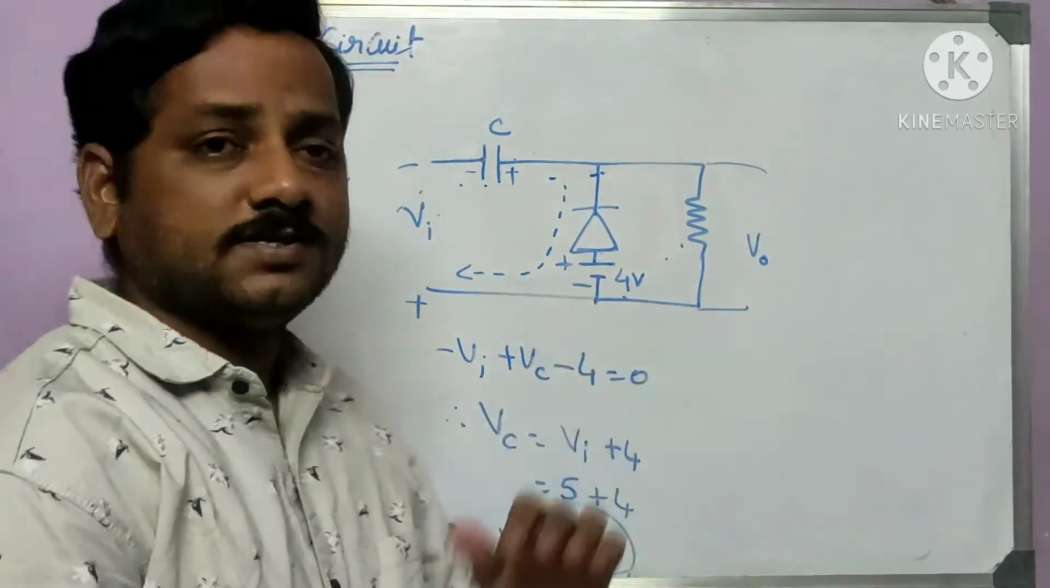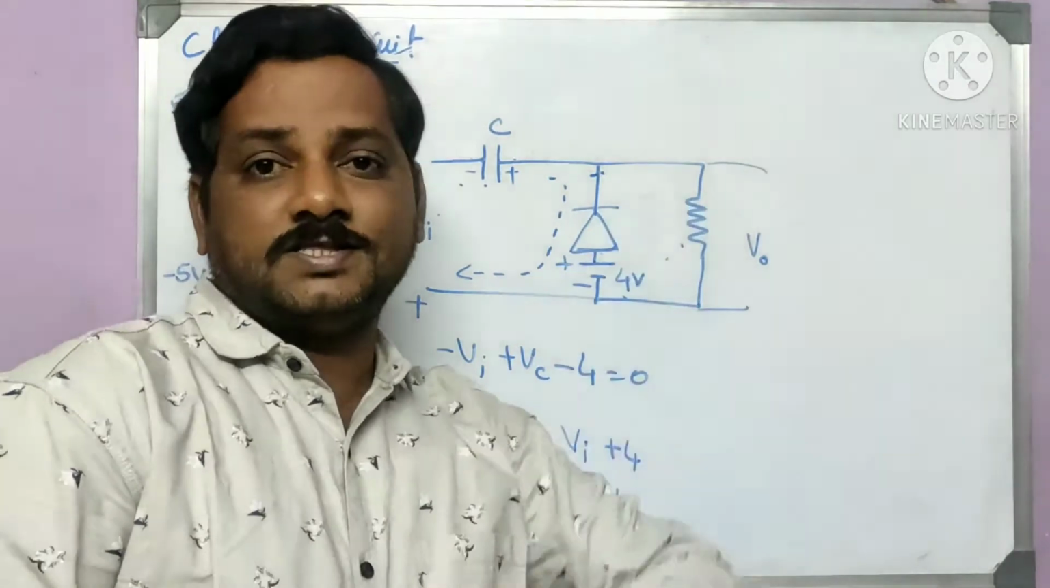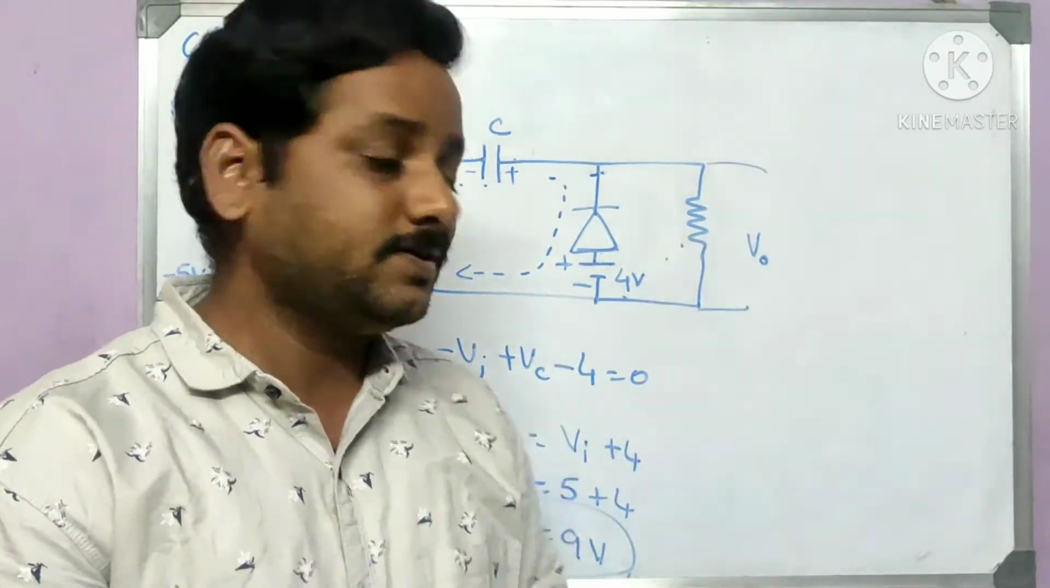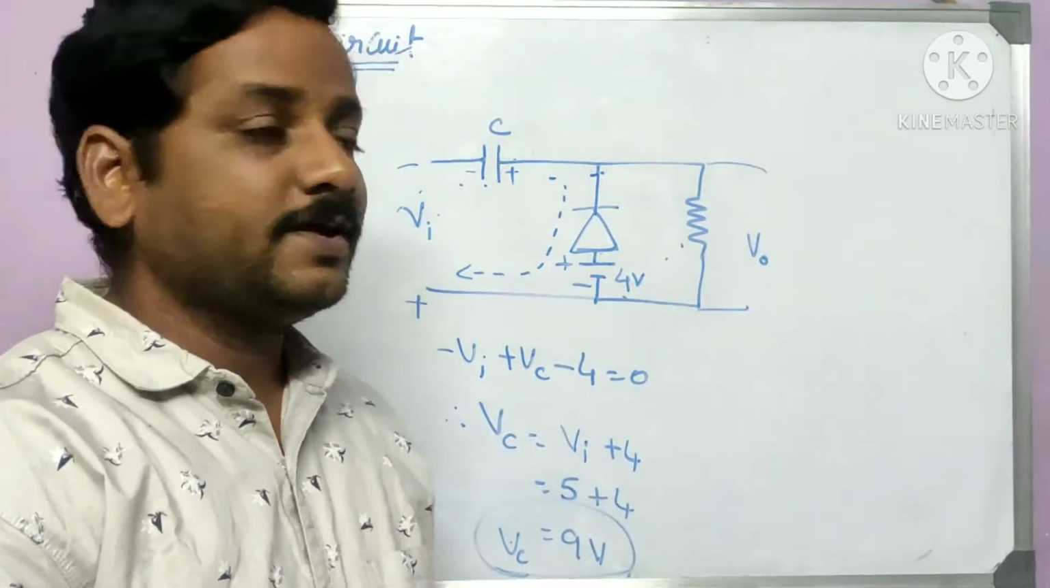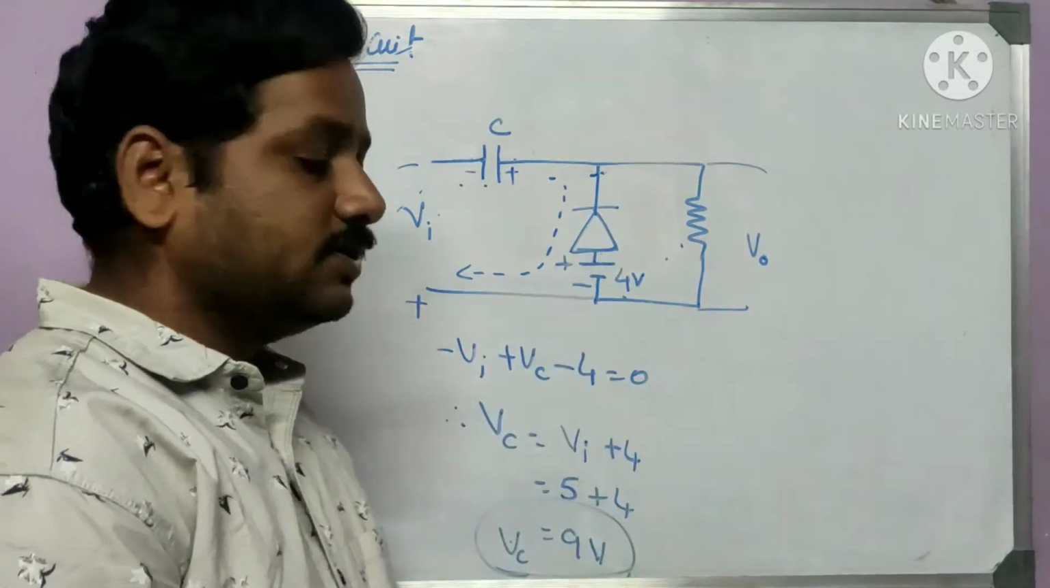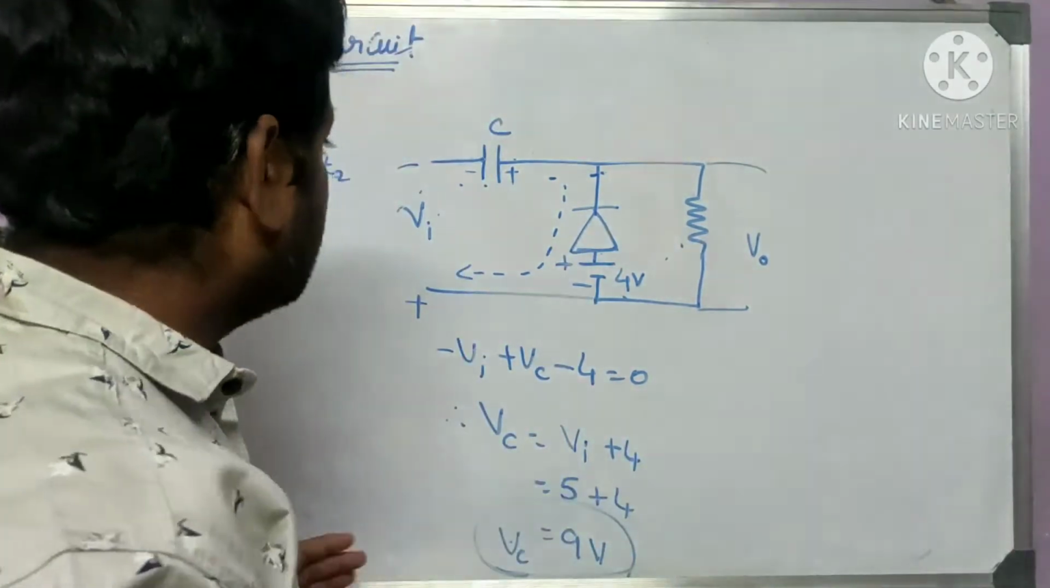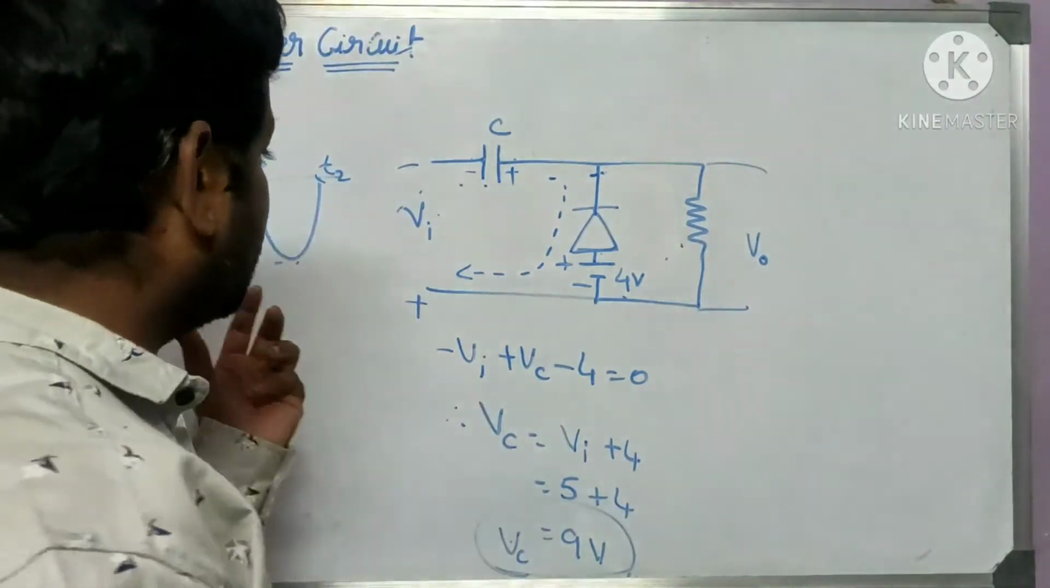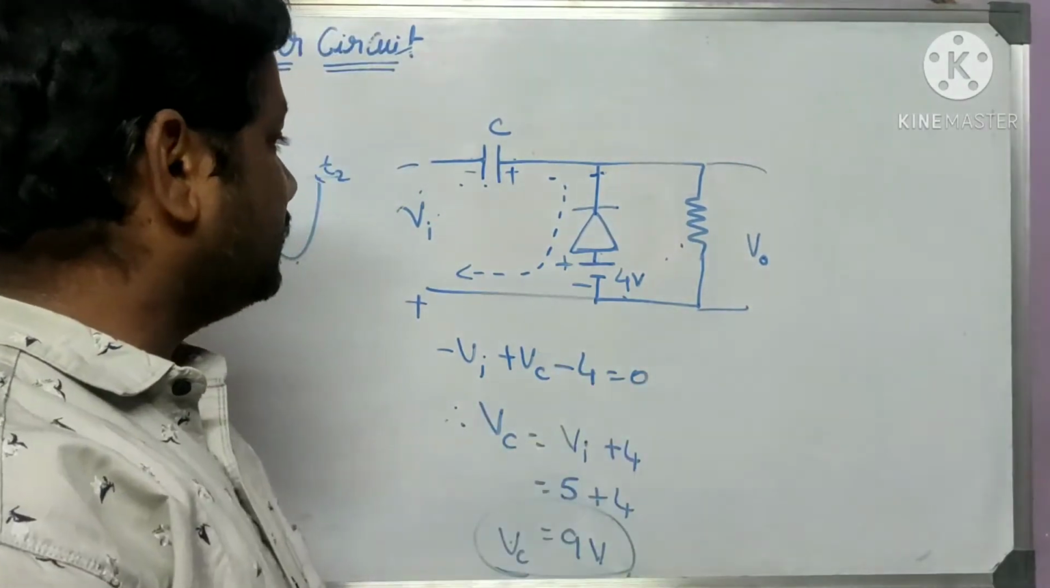It depends upon this source. If we reverse it, then it is going to be less than 5, it will be 5 minus 4, which is 1 volt. Okay, now it is adding, so it will be 9 volt. Right. So after getting this 9 volt, now let's find the output.